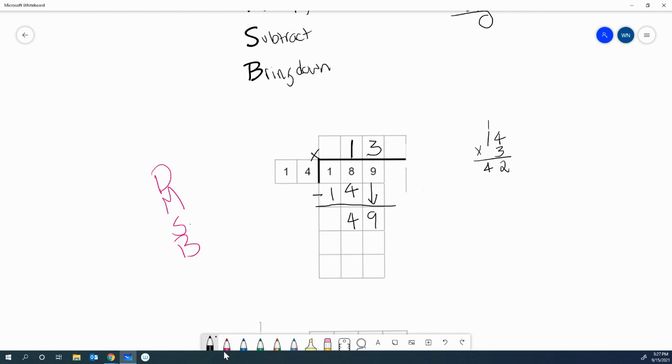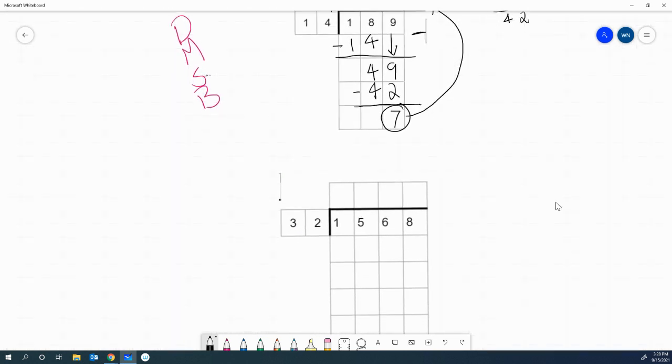3 times 14, we're on our multiply step, is 42. Let's subtract. 49, we're on that subtract step. 49 minus 42 is 7. The next step is to bring down, but there's nothing else to bring down. So I'm going to take my 7 and bring it up as my remainder. My answer is 13, remainder 7. Make sure you have that copied correctly, and let's move on to the next problem.